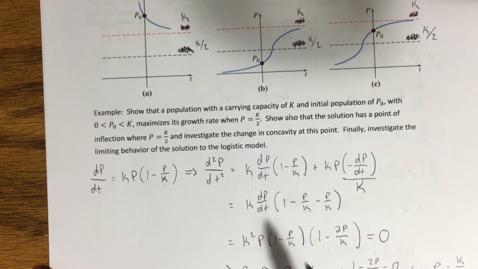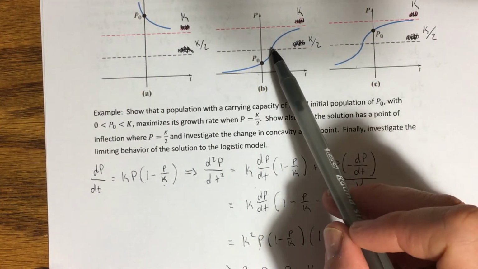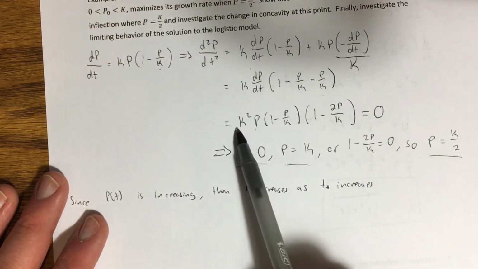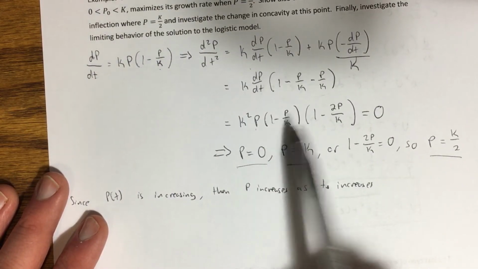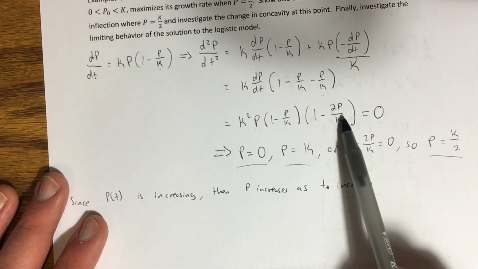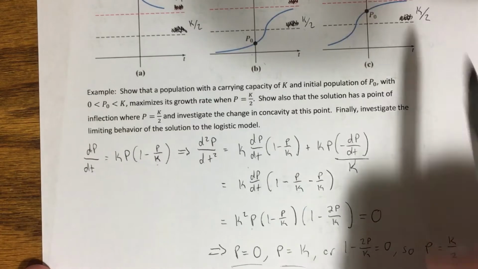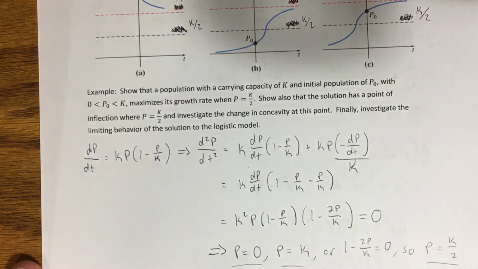What happens as p exceeds k over 2? In other words, if p is between k over 2 and k. Well, you should see without too much trouble that both of these factors will still remain positive, but this one, this term right here becomes larger than 1, which makes this term negative. So the whole thing goes negative, giving me concave down there, okay?